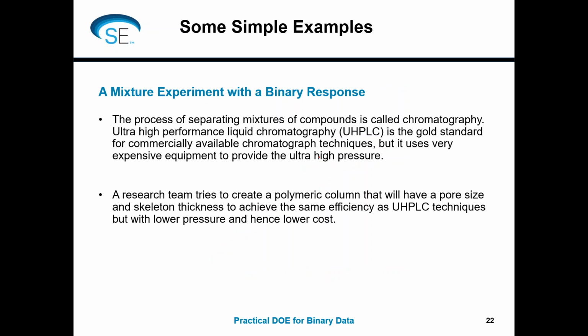Next example here. This is a mixture experiment with two binary responses. This is a chromatography example. When we have a compound and we want to separate out the mixture, we would use chromatography. Ultra high performance liquid chromatography is, quote unquote, the gold standard for these techniques. But it's very expensive because it requires a very expensive piece of equipment that provides the ultra high pressure. What they did in this case is a research team tried to find a method that was cheaper but worked as well as this gold standard technique.